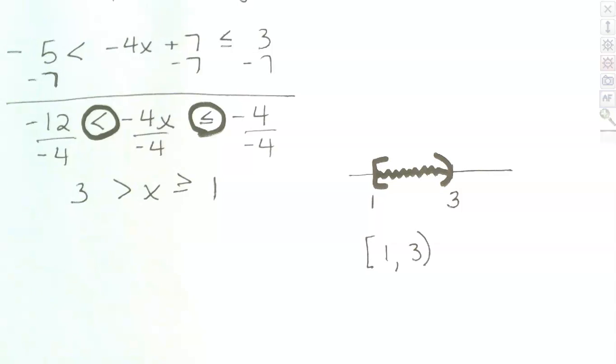Is everyone okay with these? So we're going to take a break. We're going to come back and look at quadratic inequalities. So let's take a short break, and let's meet back here at 7:50. So try to meet back here around 7:50.